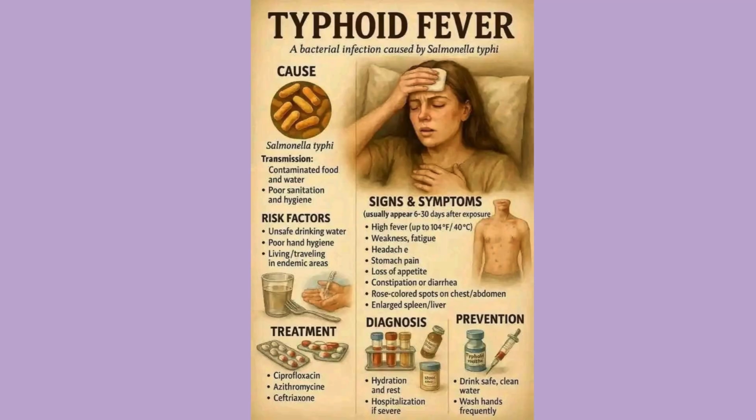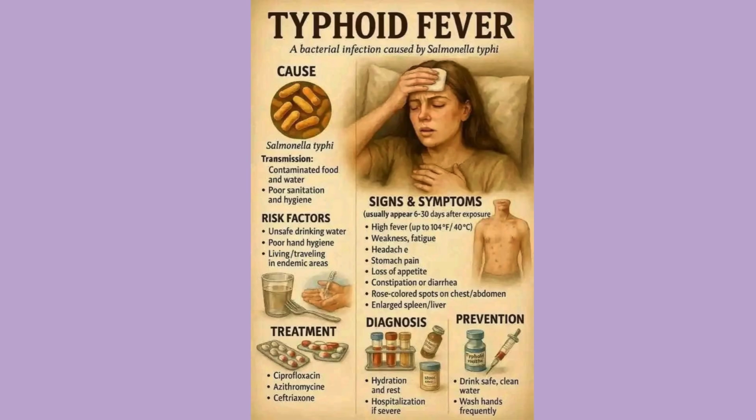Today we're going to talk about typhoid fever. What is it exactly and how can it be treated? For transmission, I presume you already know that, but I can equally brief you on the transmission. Typhoid fever is a bacterial infection caused by Salmonella typhi. Causes: Salmonella typhi. Transmission: contaminated food and water, poor sanitation and hygiene.